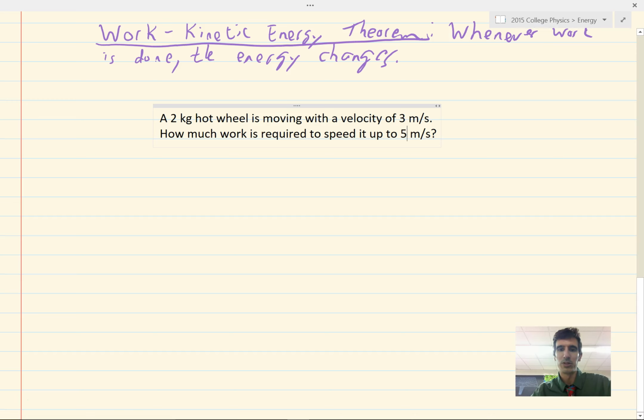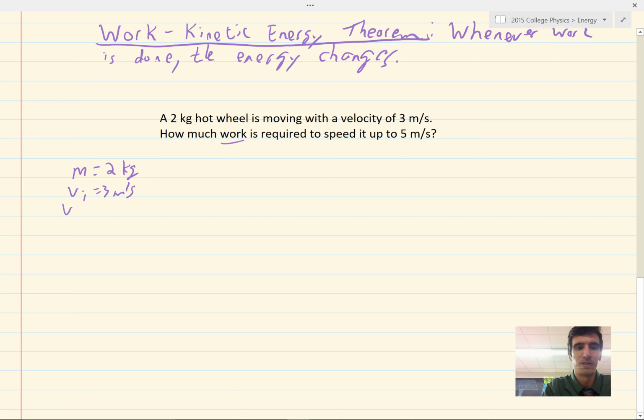Okay, so let's do one example looking at the Work-Kinetic Energy Theorem. A 2 kilogram Hot Wheels object, so we know the mass is 2 kilograms, is moving with a velocity of 3 meters per second. Vi is 3 meters per second. How much work is required to speed it up to 5 meters per second? So Vf equals 5 meters per second. And we just learned that work is equal to change in kinetic energy, which is equal to 1/2 m Vf squared minus 1/2 m Vi squared.